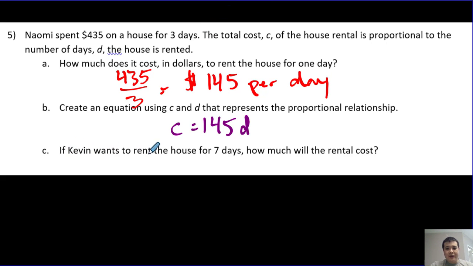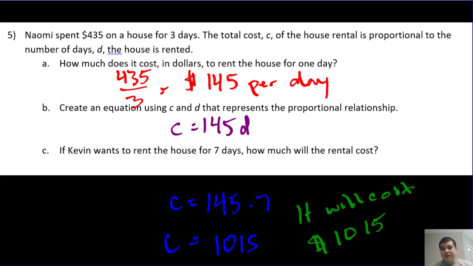And if Kevin wants to rent the house for 7 days, how much will the rental cost? Go ahead and try that out on your own. What you should have found was that it costs $1,015 because we're simply going to replace D, the number of days, with 7 multiplied to find the cost.